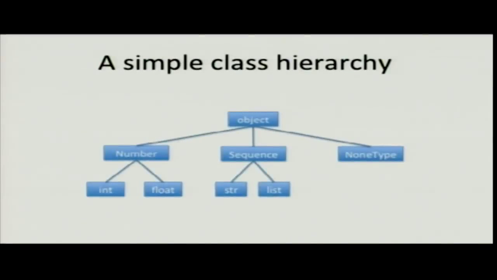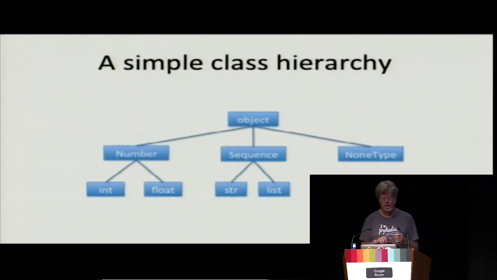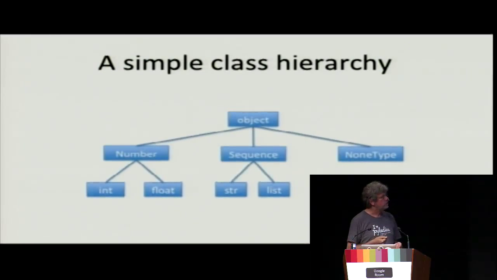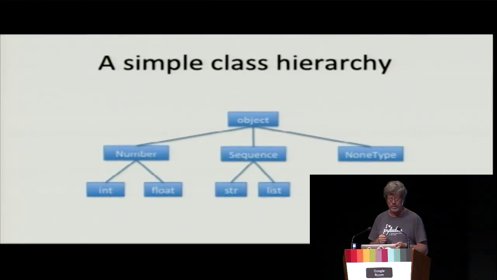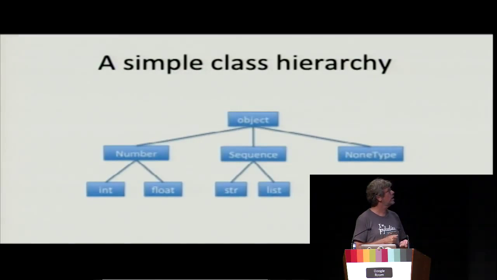You can see I should not try to draw squirrels, but I can draw a very simple diagram with boxes and lines with the help of PowerPoint. This is a very simple class hierarchy. It has object, which is the built-in object. It has number and sequence, which happen to be abstract base classes. It has NoneType, which is the type of the variable None.